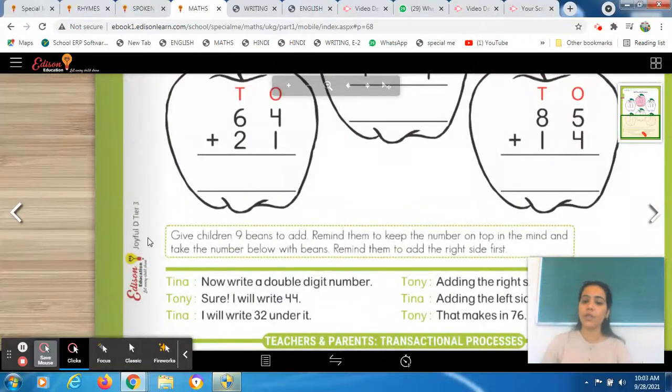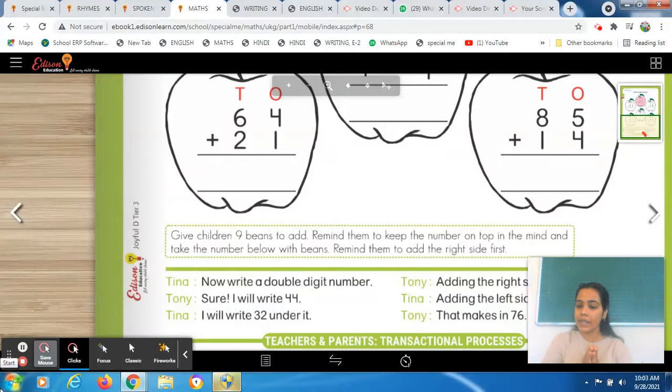Okay, so students, firstly we will also read the information given over here, then we will solve these sums. So what is written over here? Give children 9 beans to add. Remind them to keep the number on top in the mind. You have to keep that number in your mind, which is the biggest number, and take the number below with beans. Remind them to add the right side first.